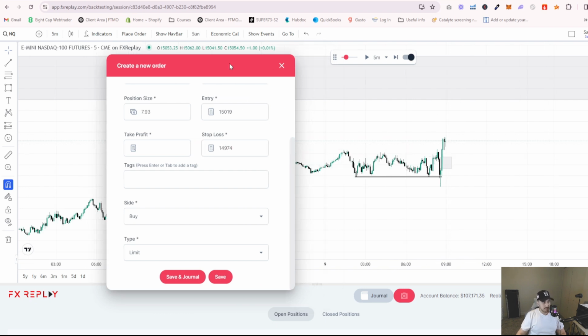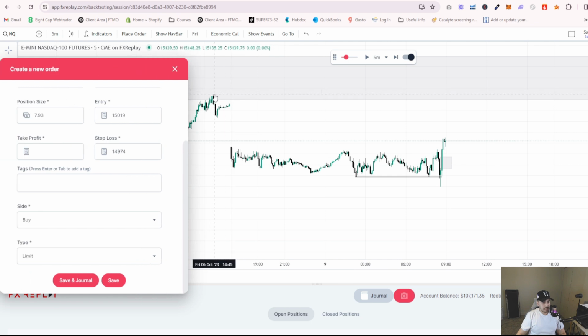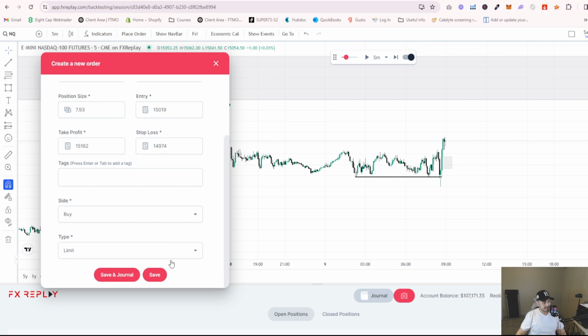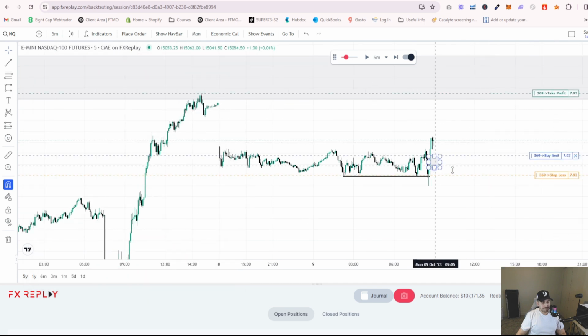14,974. And take profit. Our take profit is probably going to be Friday's high. So that's going to be 15,162. So risk to reward looks solid here. Let's go ahead and place that. So we have a limit there. Let's go ahead and see what happens here.